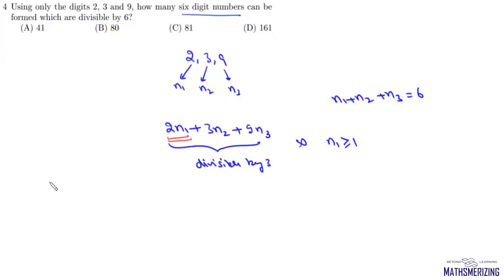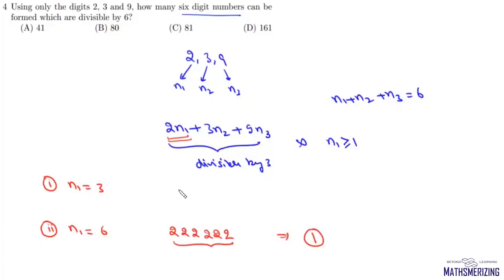So we have two cases. Case 1, the value of n1 is 3, or the second case, the value of n1 is 6. Now if the value of n1 is 6, then we have all the 6 numbers as 2. So in this case, there is only one number which is possible. Now when n1 is 3, we have 3 2's, and then we have 3 other numbers which could be either 3 or 9 or their different combinations.